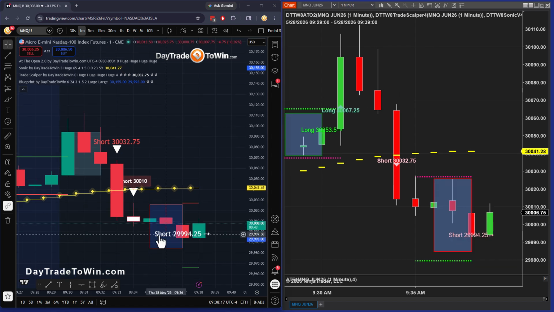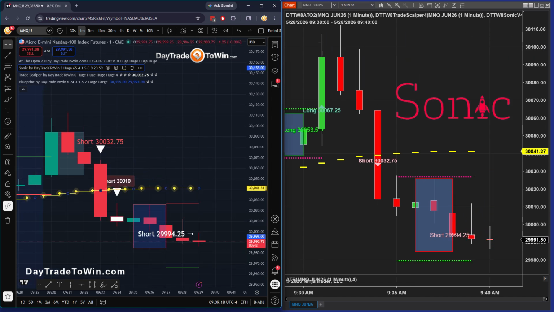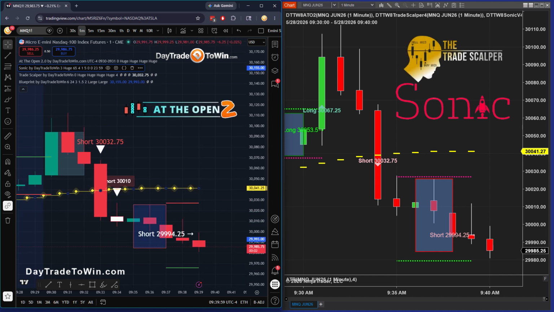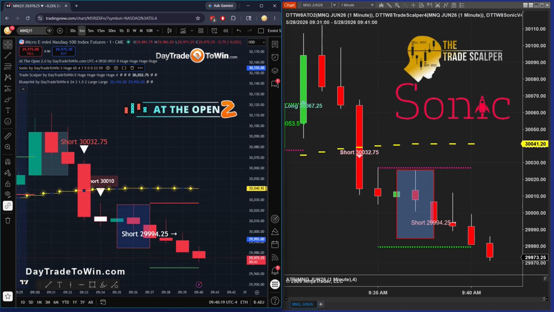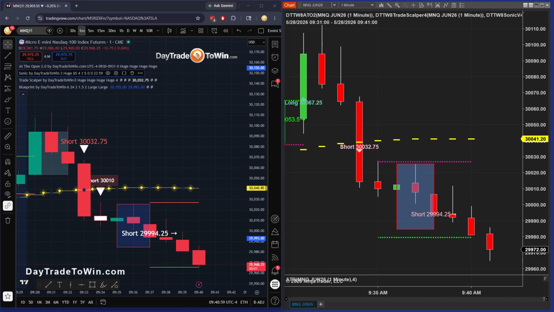This is live trading. I have a new signal here to go short. This is a Sonic signal. The Sonic signal is one of my primary trading methods. I also have the Trade Scalper up and the At the Open too, so we'll see if any of those signals show up as well, just to show you what I'm using.